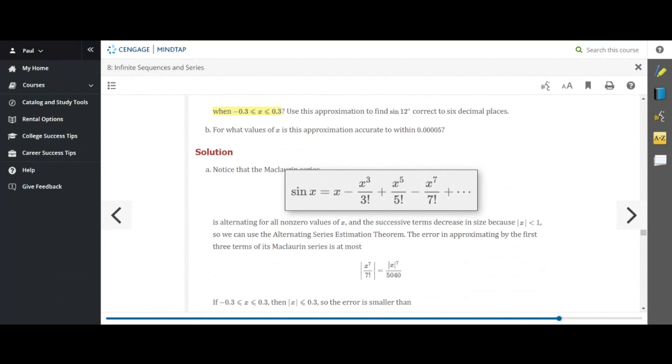So we have Taylor's inequality that can get a bound on our error, but also if our function can be written as an alternating series, we can employ the alternating series estimation theorem.